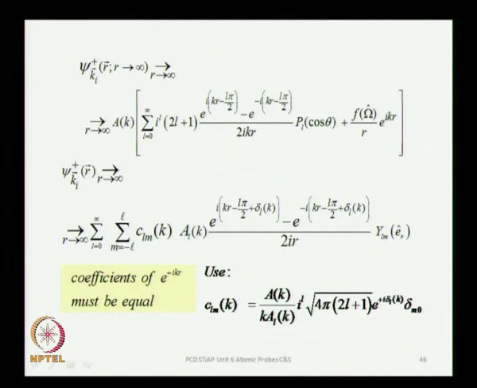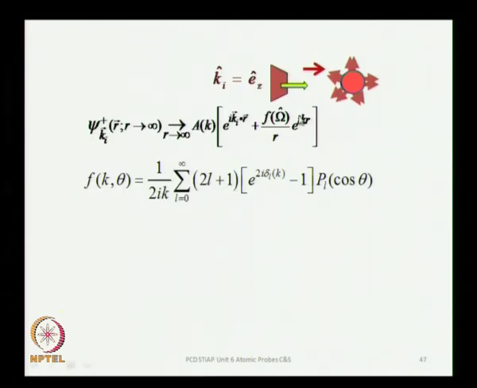of the outgoing wave, in which we have used this solution to the coefficient C, which we already obtained in the previous step. Okay. And by doing this analysis, you get the scattering amplitude in terms of the scattering phase shifts, and this is simply by comparing the coefficients of the corresponding terms. Only the coefficients of the spherical outgoing wave must be exactly equal.